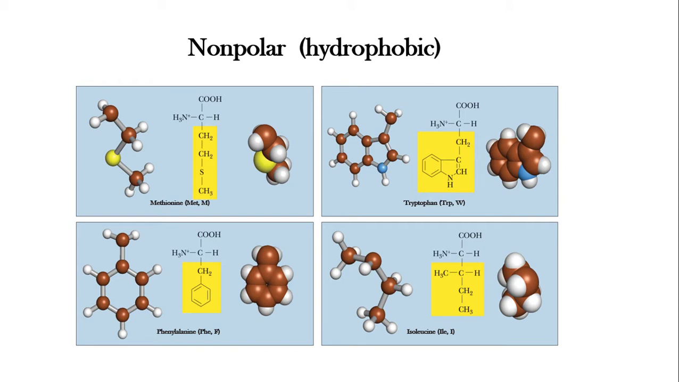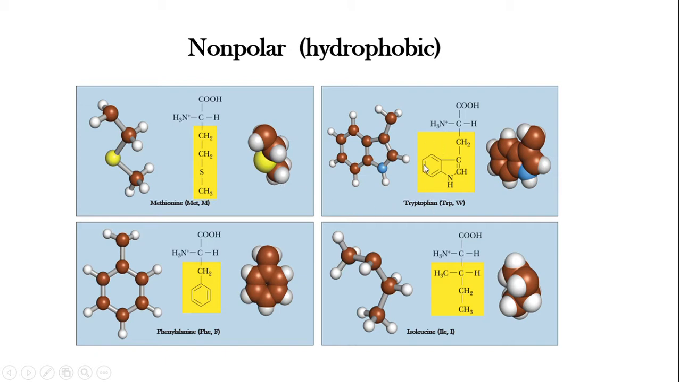Other nonpolar or hydrophobic amino acids: methionine. We'll find that it plays a special role in a couple of different ways with respect to proteins and also as side chains. Here is that sulfur that I mentioned early on, I think in the first video. Methionine contains a sulfur group.